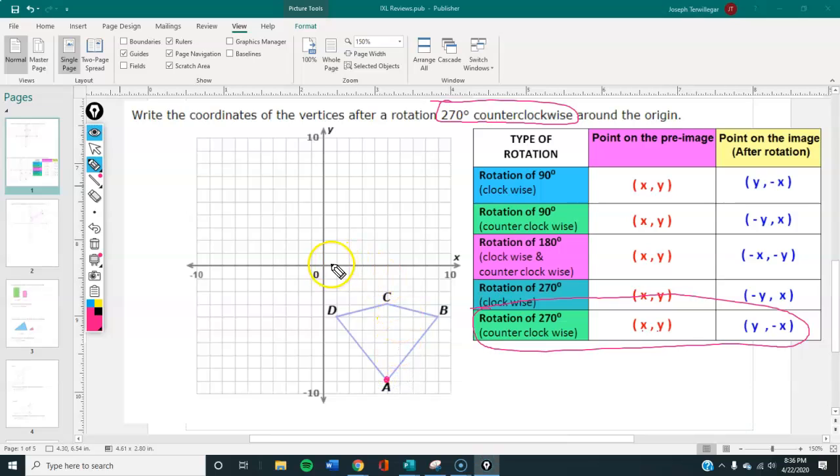Let's start with A. 1, 2, 3, 4, 5. So A is 5 over and 9 down. Now to go to A prime, I'm going to switch my x and y. I'm going to put a negative in front of that second component. There we go. -9, 5. There's a prime. And we're going 270 around.